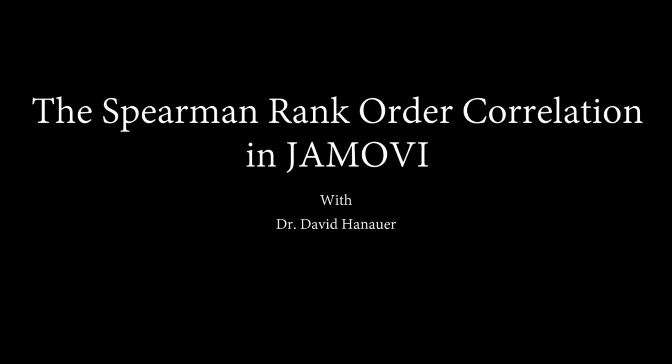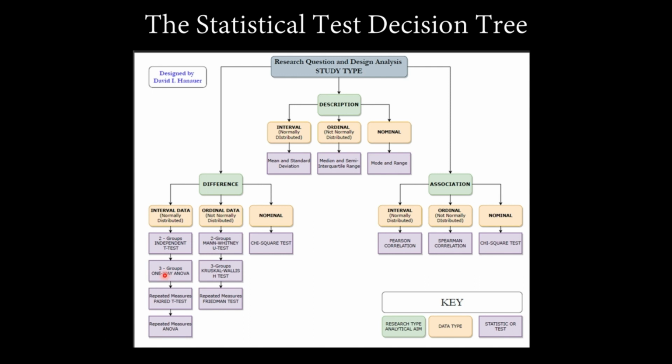Today we're going to deal with the Spearman Rank order correlation, which is a correlation for ordinal data. Let's start as we always do. Let's go to the statistical test decision tree. Okay, so let's see where we are. So we're talking about a correlation, so we're talking about a relationship or an association.